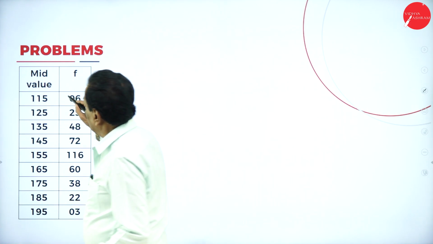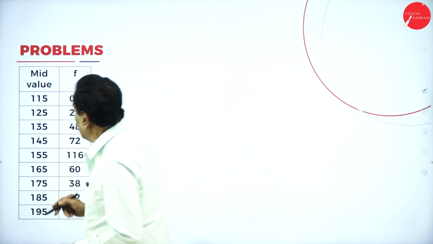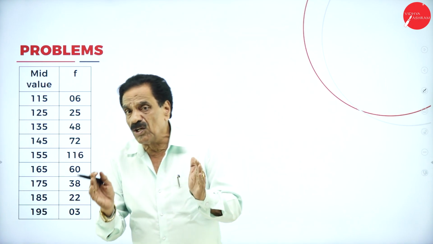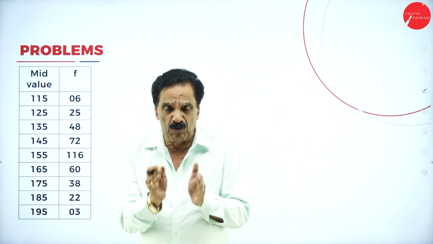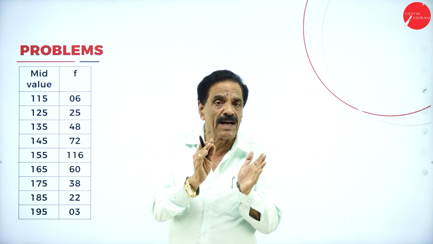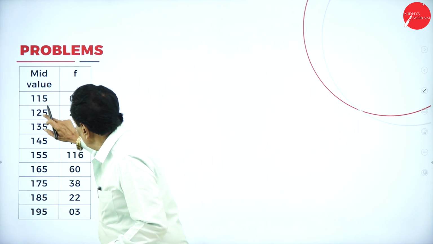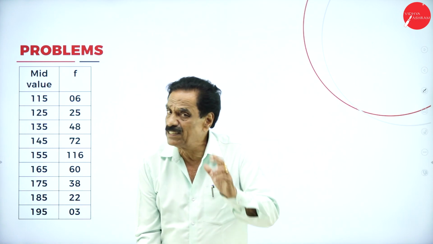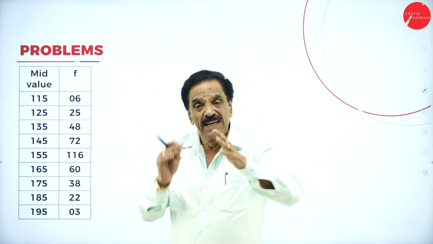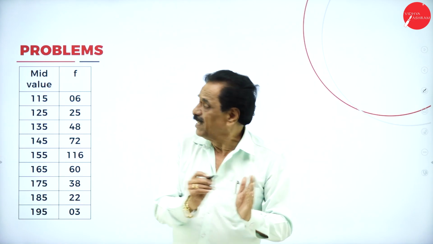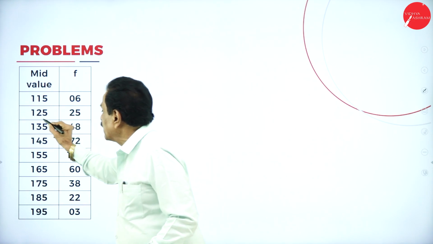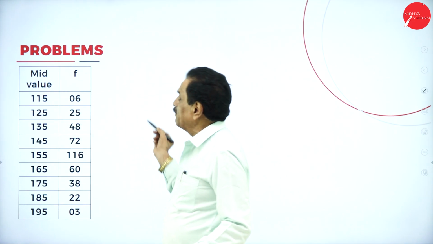Now, 115 to 125, how much is the difference? 115, 125, a difference of 10. What do you have to do in the exam now? 10 divided by 2 is 5. Deduct 5 and add 5 to make the class. There are 2 items, divided by 2 is 5. Deduct 5 means 110, add 5 is 120. Deduct 5 from 125 is 120, add 5 is 130.